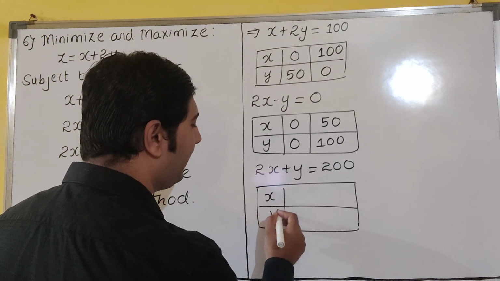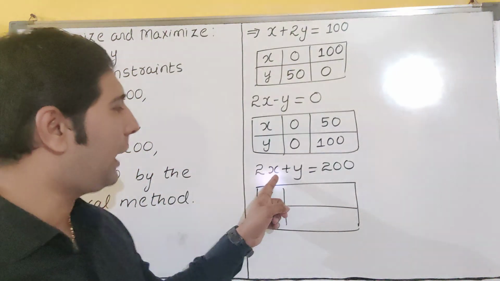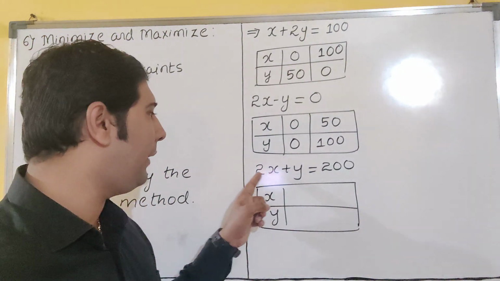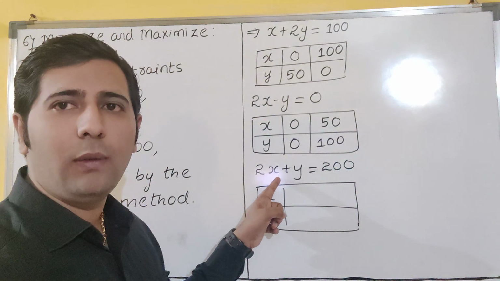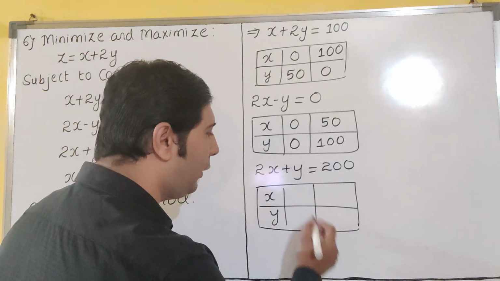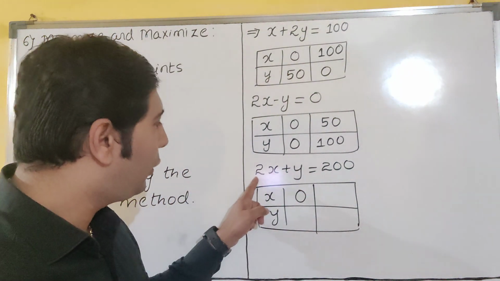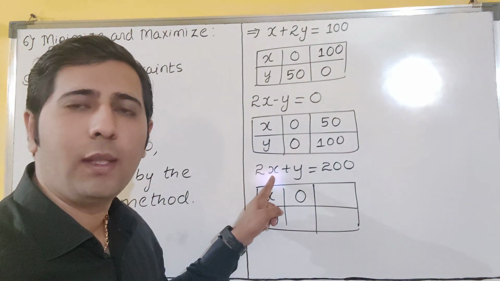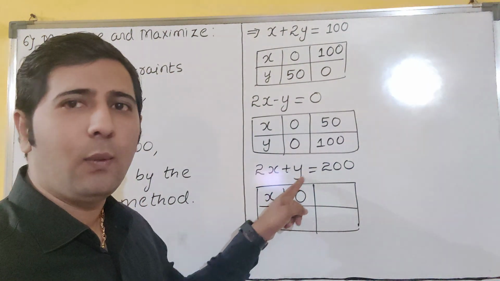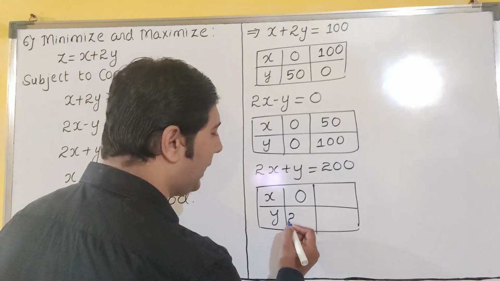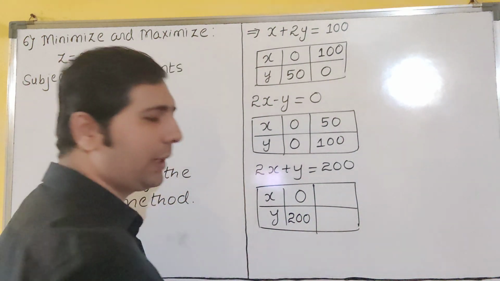X comma y is that. So put x is equal to 0 now. 2 into 0, X value we are keeping as 0. 2 into 0 is 0. 0 plus y is y. Y is equal to how much did you get? 200, dear students. Y is 200.